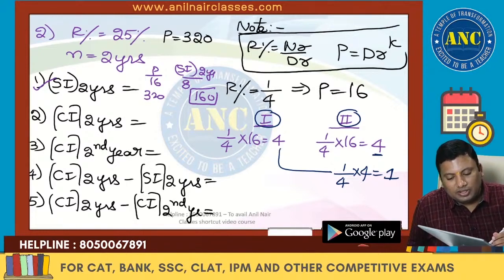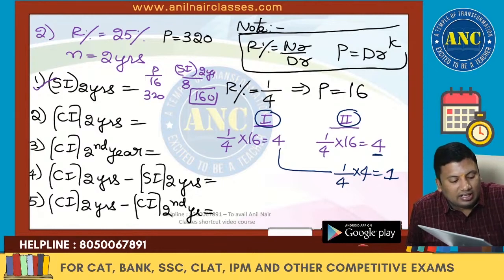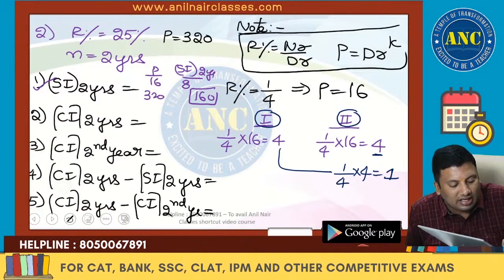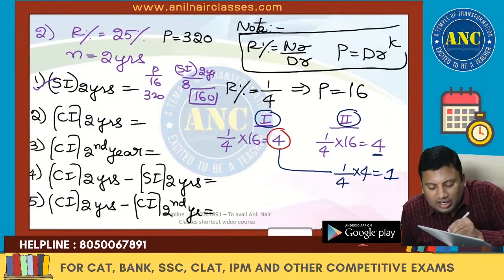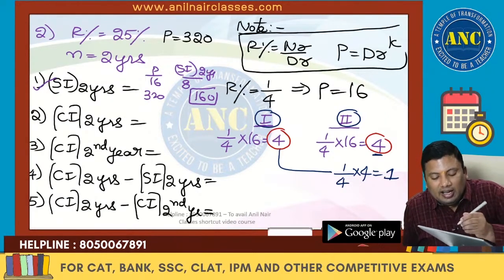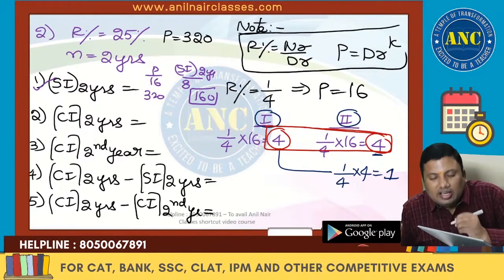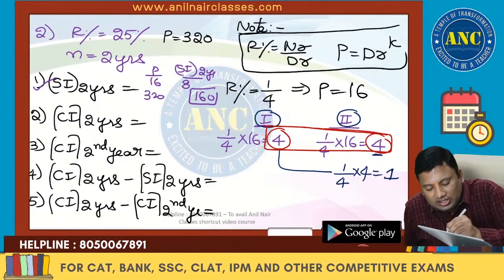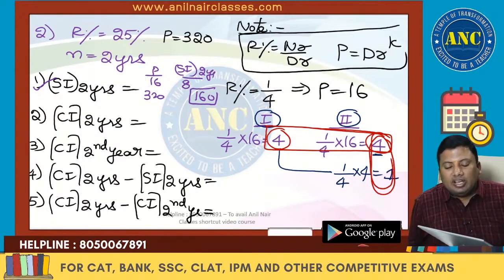Now, if you observe here, 4, 4, 1. Listen carefully, sir. This you should understand. This is SI for first year. This is SI for second year. This total is SI for 2 years. This is CI for second year.